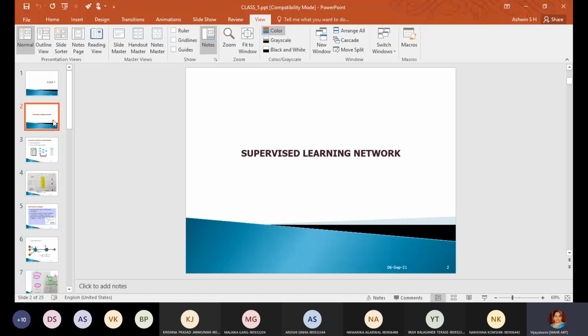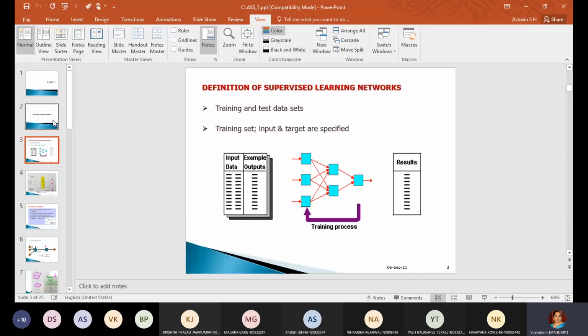A few basic things with respect to this learning technique I had already discussed in my previous class. This is the basic block diagram of a supervised learning network. You know the output results, and you need to make use of that target output. You have to compare it with the output which you have got. Then based on the difference, we will change the weights and we do the training.